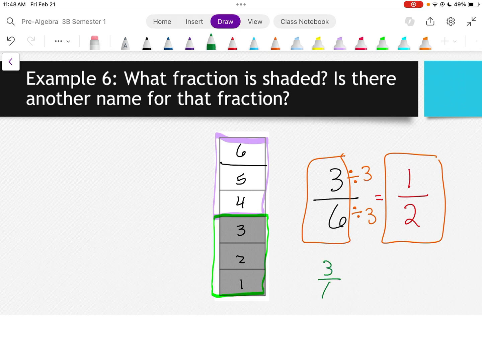We could have also taken 3 over 6 and multiplied both of those by, I don't know, let's say 12. That would give us another equivalent fraction of 36 over 72.